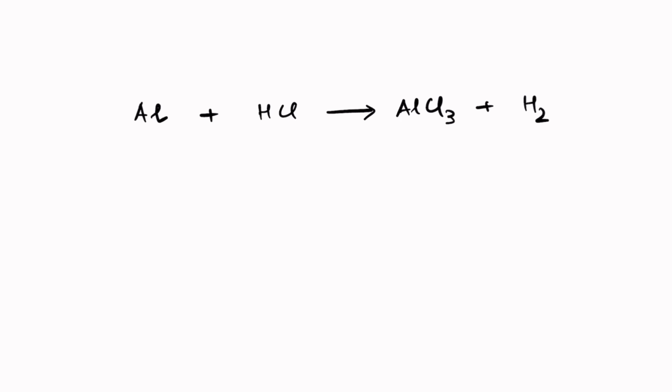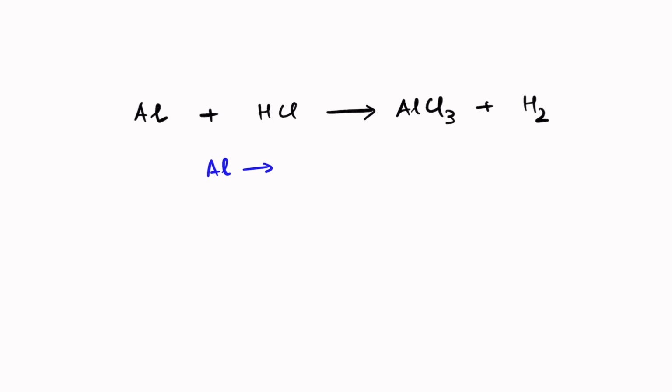Now let's go ahead and balance another equation to get some practice. So out here we have aluminum plus hydrochloric acid, or HCl, gives you AlCl3 plus H2. So the first thing you want to do is count the atoms on the left. So that's what we'll do.